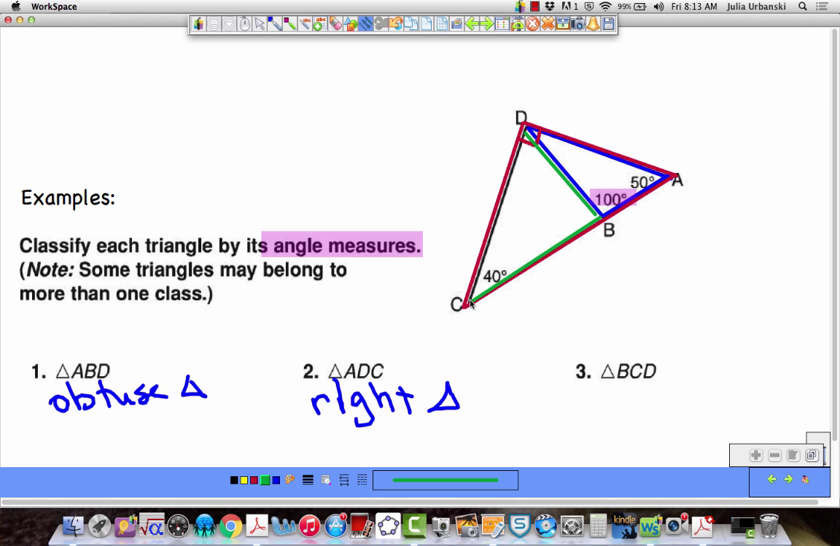B, C, D. Here's B, C, D. Now you don't know what all these angles are yet. What's this angle right here? 180 right there. This one's 150. Subtract from 180, that means 30 right here, right? So what's this angle going to be? 60. So what kind of triangle is that green one? Acute. But you can't just assume that. You have to know that. Acute triangle.